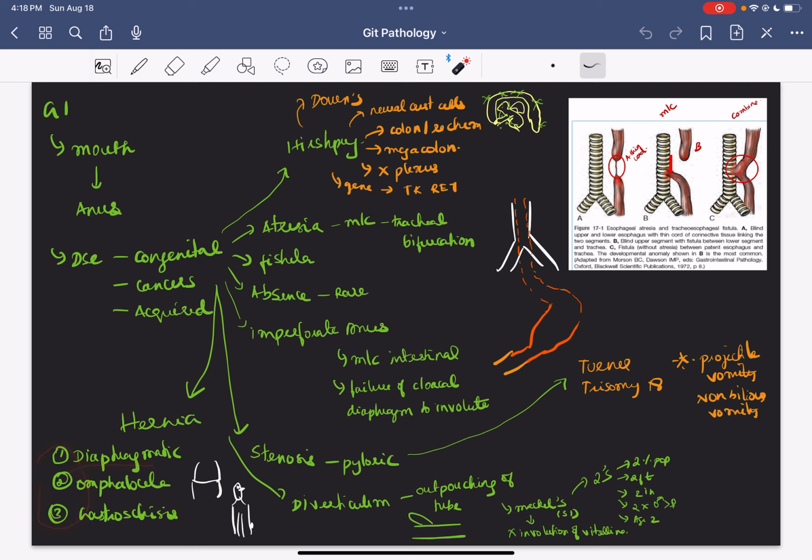There are three types: diaphragmatic, omphalocele, and gastroschisis. In diaphragmatic hernia there is incomplete formation of your diaphragm. Imagine this is the thoracic cavity, this is your abdominal cavity. There is incomplete formation of this diaphragm. As a result, the abdominal contents enter the thoracic cavity. That's diaphragmatic hernia. What about omphalocele?